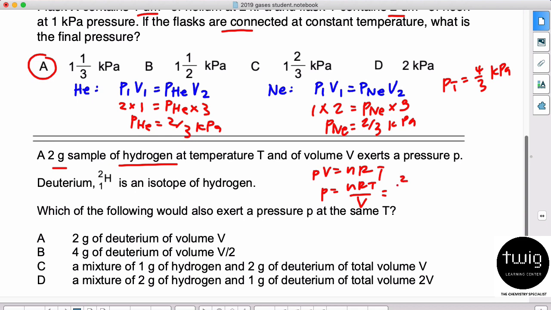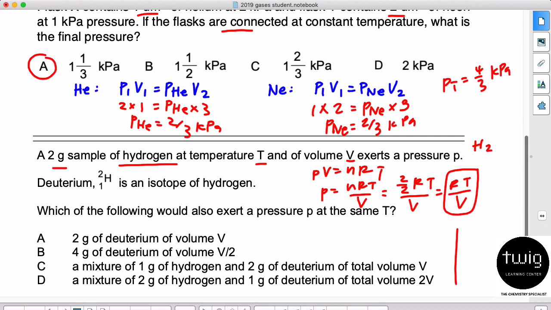Because the MR of hydrogen is 2, hydrogen must be taken as H2. So the MR is 2. R times T over V, so actually it's RT over V. Which of the following will exert a pressure P at the same temperature? Which means which one of them will also give P equal to RT over V. That's all. So just check.